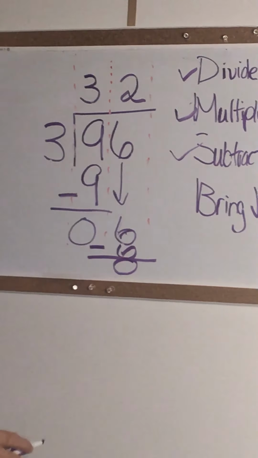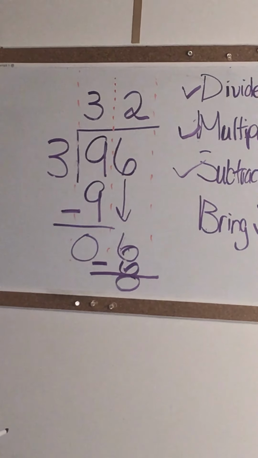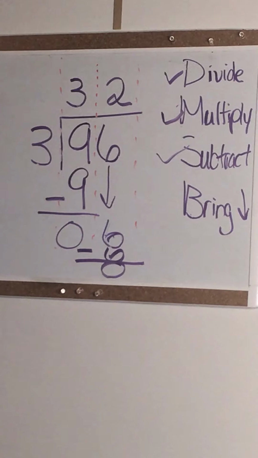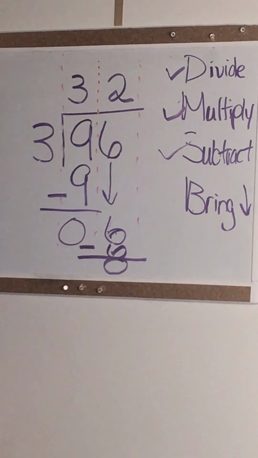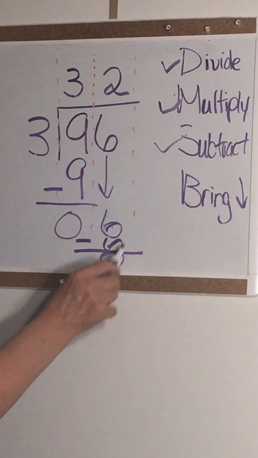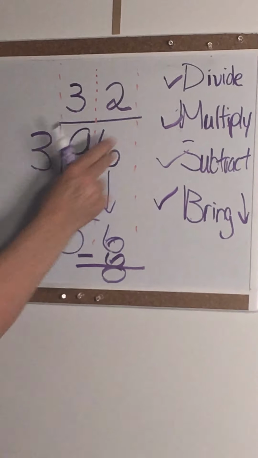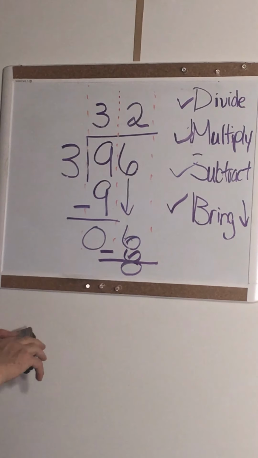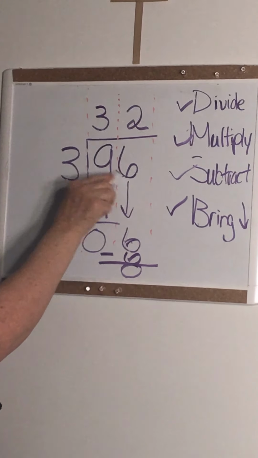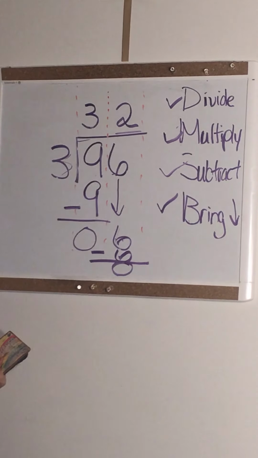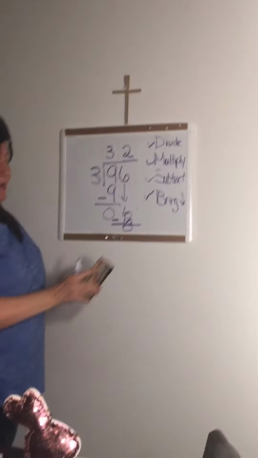We just subtracted. Do we have another number to bring down? No. When you don't have another number to bring down or there's nothing left, then we're done. Okay? So now we're all done. There's no number up here to bring down. What is the answer to 96 divided by 3? The answer is 32.